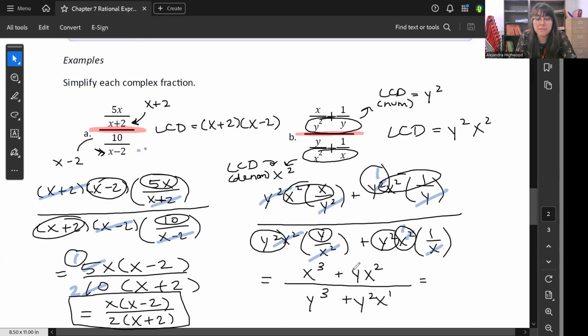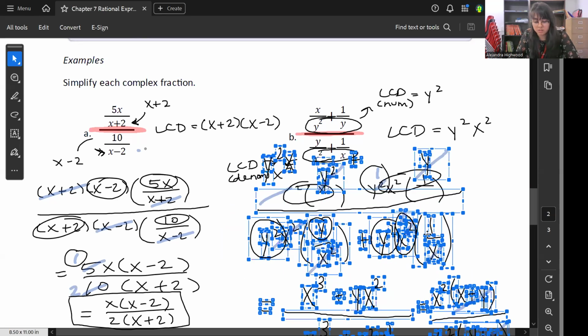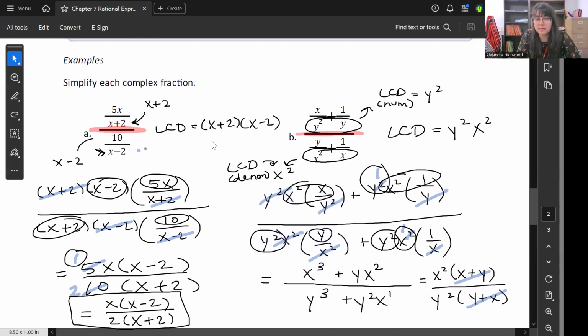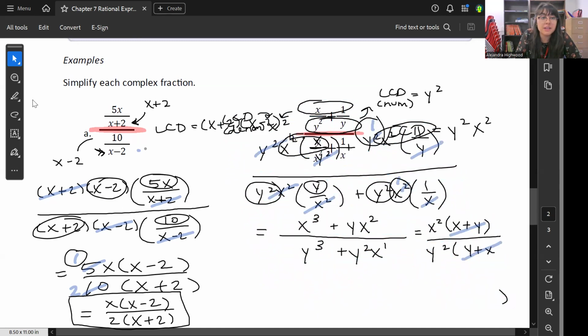And I'm going to simplify. In my numerator, I have a common factor of x squared. That leaves me with x plus y. In the denominator, I have a common factor of y squared. That leaves me with y plus x. And I can simplify y plus x and x plus y because addition is commutative. Order doesn't matter, meaning I can simplify this. Let's try that again. There we go. My final answer is going to be x squared over y squared.